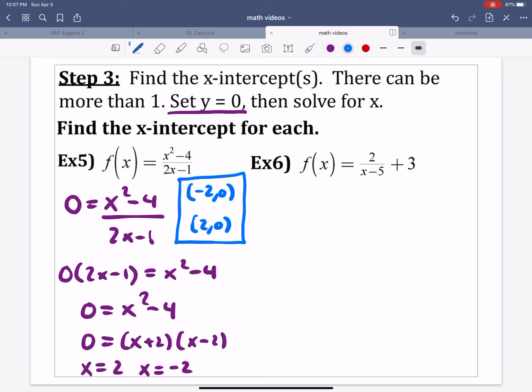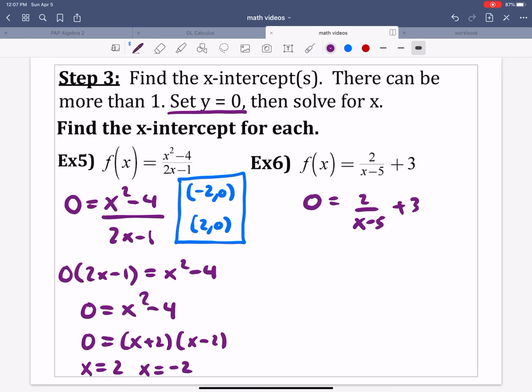Okay? Now, I specifically wrote example 6 the way that I did to show you that in this particular scenario, you don't have just one fraction. You've got a fraction here, and you've got a whole number here. So you can't just set the numerator equal to 0 in this case. Okay? So what we're going to do is set this equal to 0, and we actually have to solve this one out.